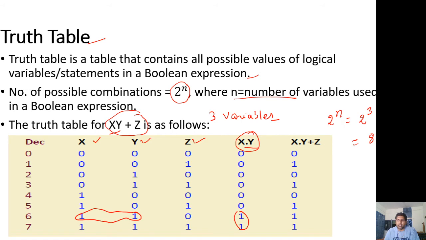And z. Now x dot y plus z. That means 0, 0, 0, 1, 0, 1, 0, 0, 0, 1, 0, 1, 0, 0, 1, 0, 1, 0, 1, 1, 1, 1, 1. If any input is 1, then the output is also 1 in the OR operator. So this is the truth table.